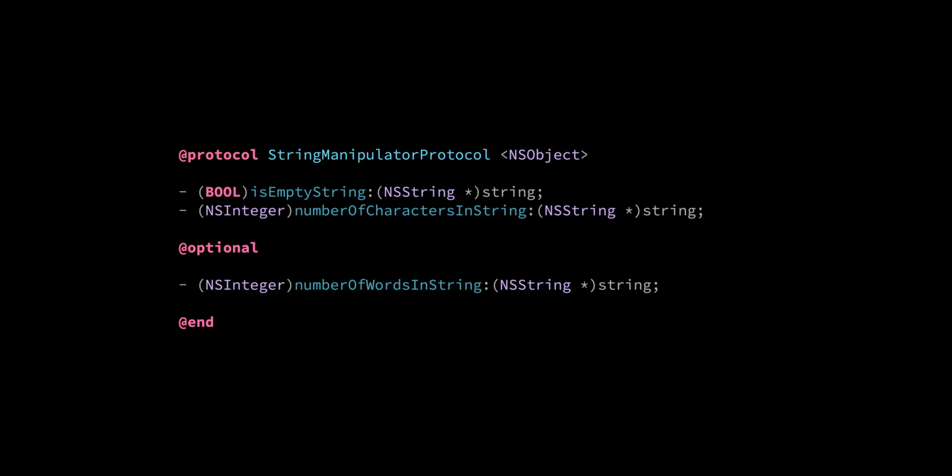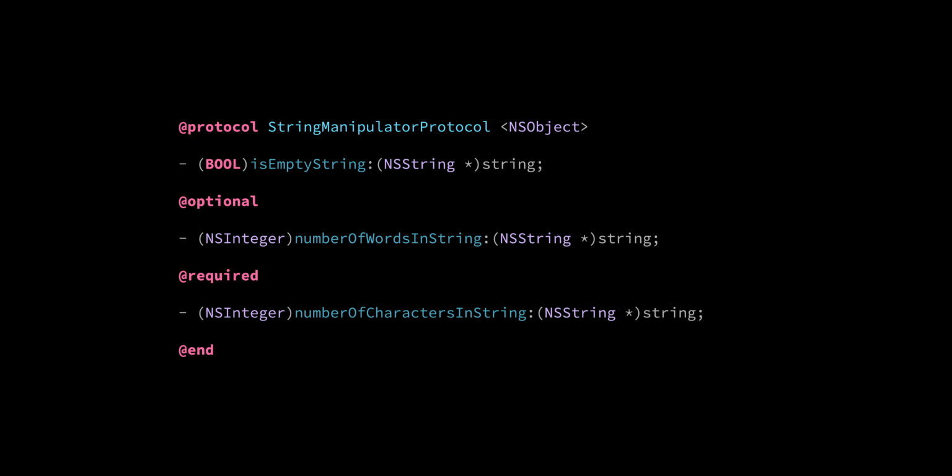I'll get back to it in a second, but first one more thing about the syntax. If you want to declare some required methods after optional, you can use this required marker anywhere in the protocol. Effectively, your declaration can have any number of required and optional blocks. And now let's consider the interesting way Objective-C understands the word required.